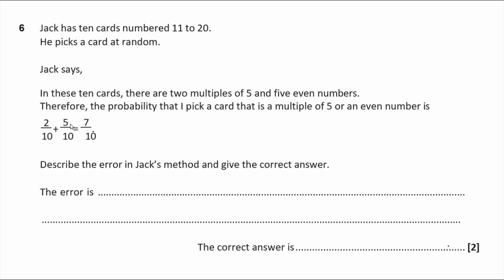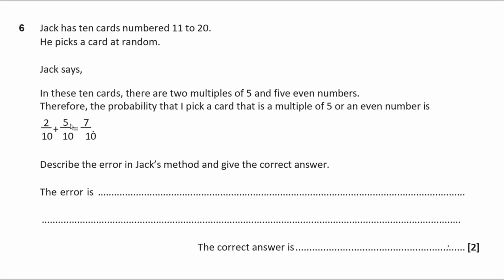Question 6. Jack has 10 cards numbered 11 to 20. He picks a card at random. Jack says, in these 10 cards there are 2 multiples of 5 and 5 even numbers. Therefore, the probability that I pick a card that is a multiple of 5 or an even number is 2/10 plus 5/10 equals 7/10. Describe the error in Jack's method and give the correct answer.